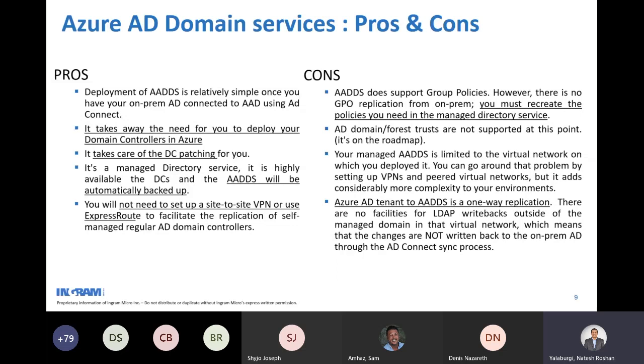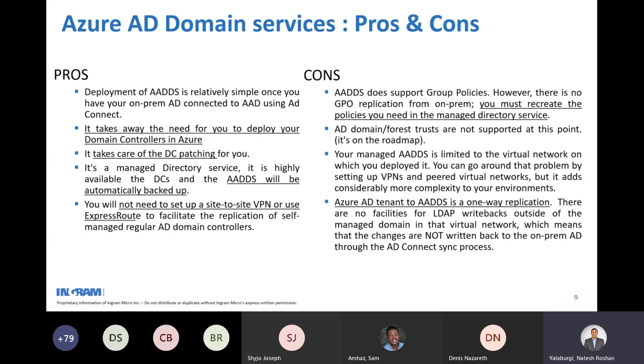Currently, domain and forest trust is not supported. This is already in the roadmap and under development. As I said earlier, you can have only one domain services per tenant, right? So sometimes this becomes a limitation. If you want to enable multiple domain services for multiple domains within a single tenant, as of today, it's not possible. So it becomes very tricky to set it up.